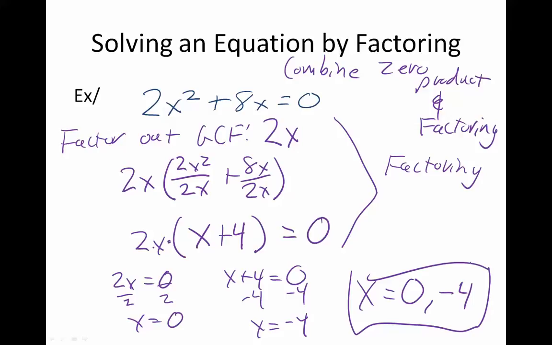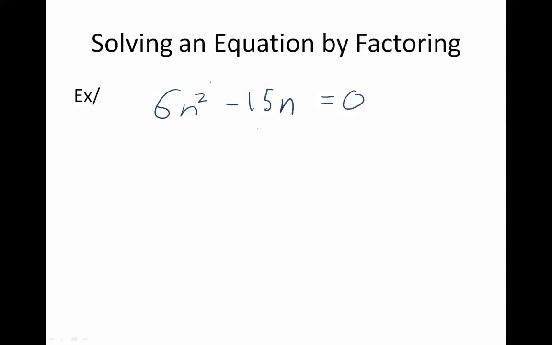Let's do one more example. Okay, let's do another example. 6n squared minus 15n equals 0. The first thing we need to do is factor. And again, we have to factor this because notice we have two terms here, an n squared term and an n term. We can't get the n by itself because we can't combine these. There's no way to get the n by itself on one side. That's why we have to factor it.